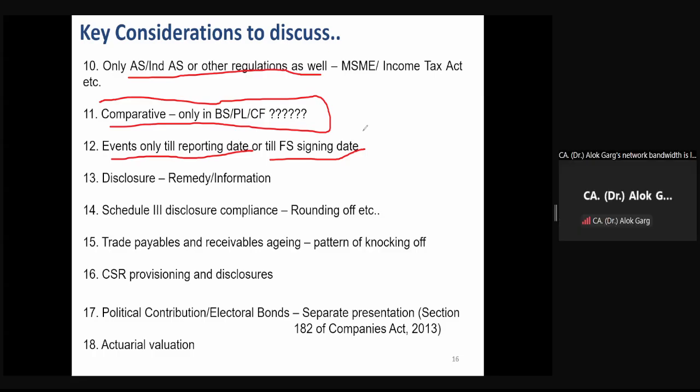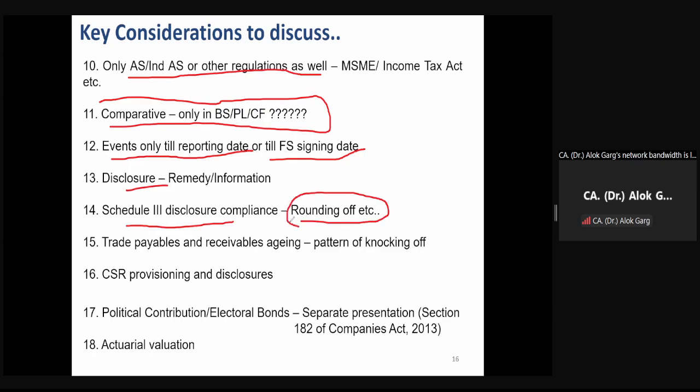You have to qualify, highlighting the impact: if the company would have done the right accounting, probably FIFO or weighted average, what would have been the value of inventory and what would have been the impact on the P&L, on the profitability, on the bottom line. So the auditor has to highlight and qualify, considering it is a non-compliance of AS 2 or Ind AS 2. Okay, so it is an information. Schedule 3 disclosure: rounding off.